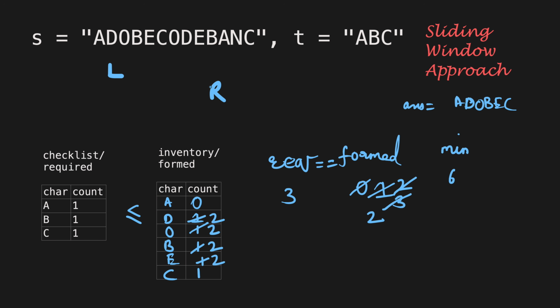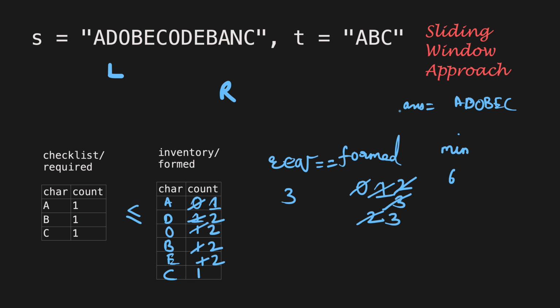So the window stays invalid and we extend the window to the right and include character A, for which now the frequency becomes 1. And since A is part of checklist and has just become sufficient, we will increment the formed to 3. And now, since formed is equal to required, the window is valid again. But the length of this window is 10, which is not better than the current minimum length of 6. So we don't update our answer.